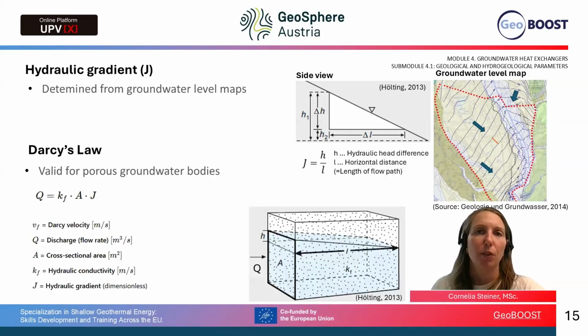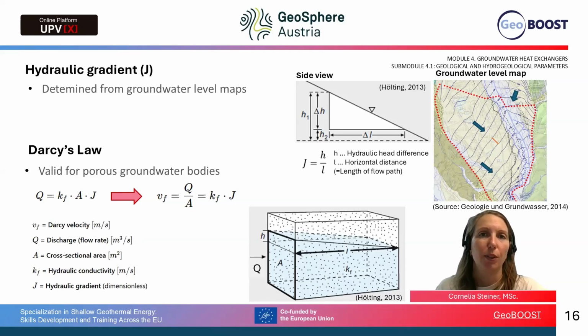The connection between the hydraulic conductivity and the hydraulic gradient is described in Darcy's law, which is only valid for the porous aquifers because here we have this laminar flow. The flow rate equals then the hydraulic conductivity times the gradient times the cross-sectional area where the groundwater flows through. And the flow rate divided by this cross-sectional area equals the Darcy velocity.